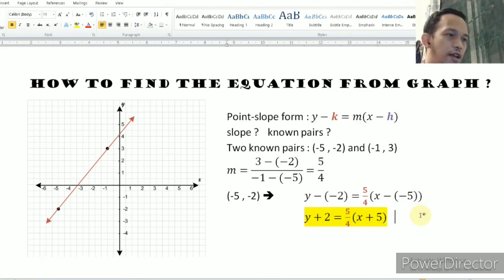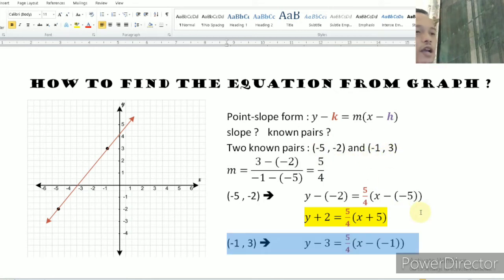Done. As long as you know the form, as long as you can memorize the form, you can find the equation. Or if I'm using the second pair, it is optional. You can choose either this one or this one.